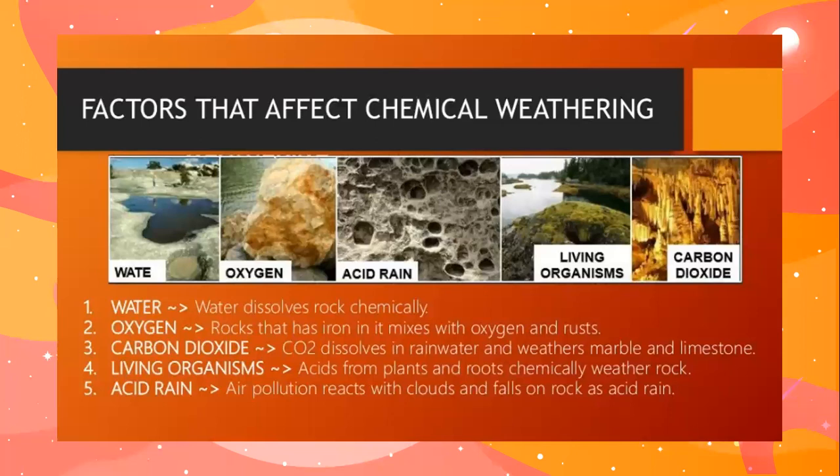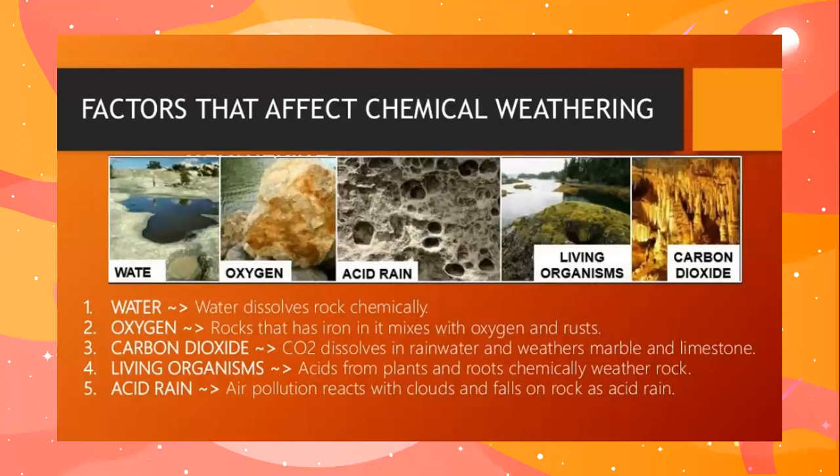It dissolves rocks chemically. Now, oxygen. Rock that has iron in it mixes with oxygen and rusts. So that is my example of the nail. Most materials that have iron would typically react with oxygen. And when that happens, rust would also follow. Matayan.